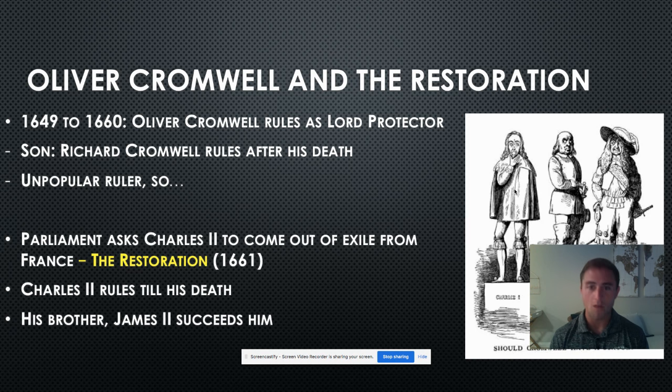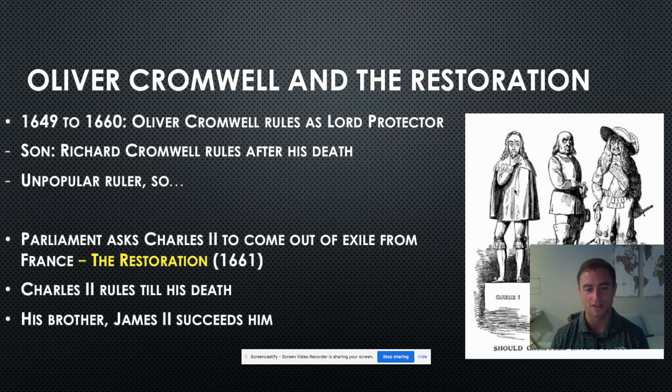And so now Parliament is going to say, we need to do something about this. And so they are going to go behind Richard Cromwell's back, and they're going to reach out to Charles I's son. Yes, Charles I, the guy whose head they cut off. They're going to reach out to his son, Charles II, and they're going to say, why don't you come out of exile and come and rule our country? And Charles II does just that. On his 30th birthday, he comes back to England. There's a parade in London, and he takes the power back for himself and rules as king.